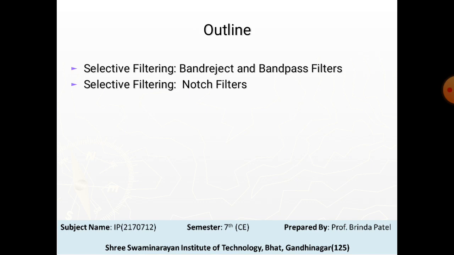Filters हमने आगे के दो सेक्शन में डिस्कस किए थे, which operate over the entire frequency rectangle. There are applications in which it is of interest to process specific bands of frequencies or small regions of the frequency rectangle. So filters in the first category are known as band reject or band pass filters respectively, and filters in the second category are known as notch filters.